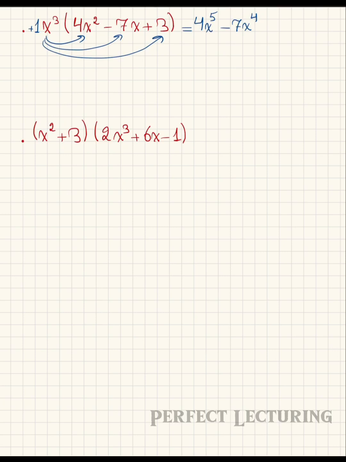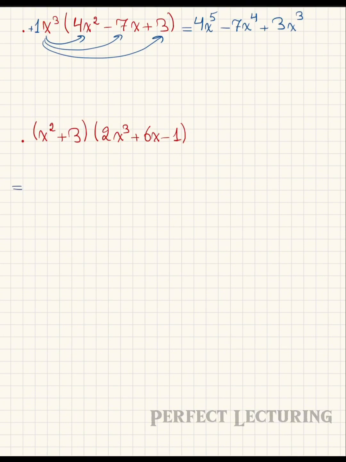Finally, plus times plus is plus. 1 times 3 is 3. And x to the power of 3 times, there is nothing here, or simply x to the power of 0. So it becomes x to the 3 plus 0, which is x to the power of 3. And that's the final answer. Of course, just in case, when I multiply, I also have to make sure if I have any like terms so I can add them in order to express the answer in its simplest form.